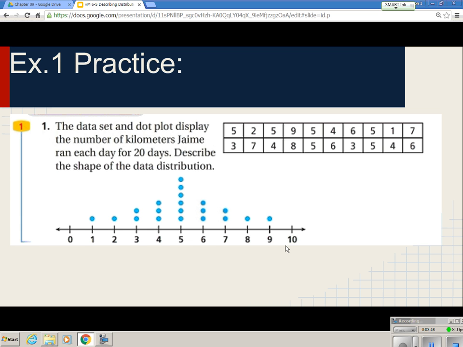All right, so you probably saw for this dot plot that we're looking at a very normal shape. It's very normal because down the center, all the way to the sides, it's very even. So this one you should have had normal. If you got that, good job.